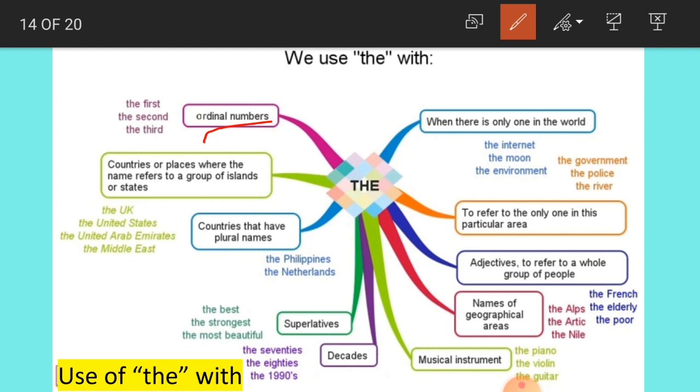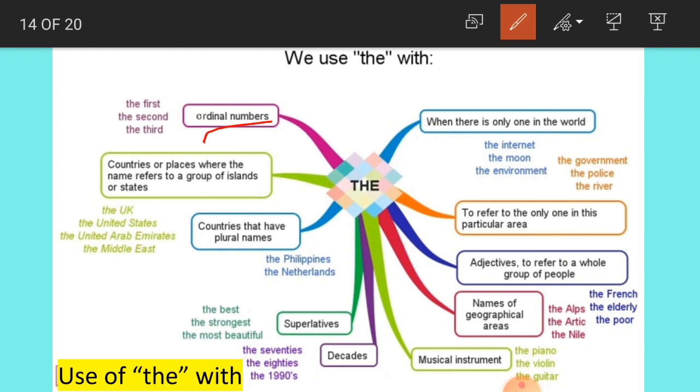And you can use the when you are going to address countries or places where the name refers to a group of islands or states. See, if you say the United States. Why? Because the United States, even though it is a country, has so many states inside that country together. So that is why it is the United States. Okay.